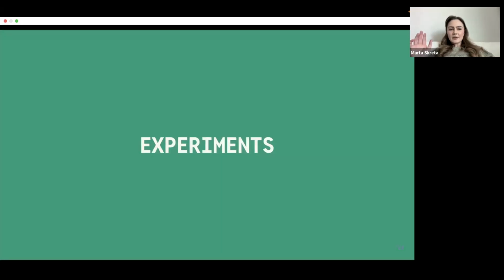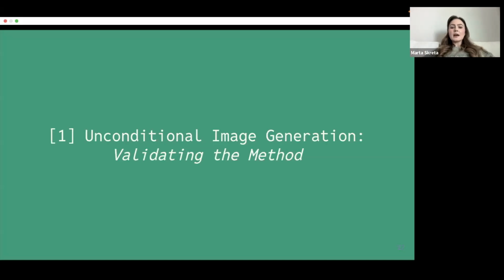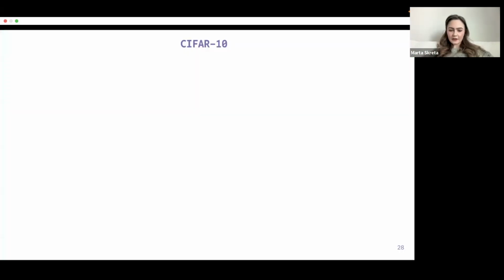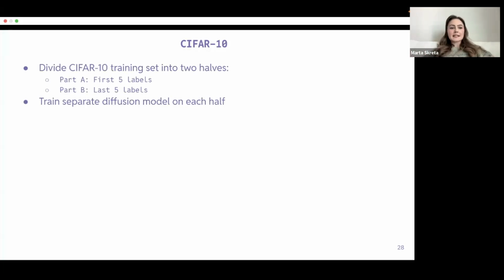Okay, so now that we know roughly what's going on, I'll explain what experiments we've done and things that we've applied this to. The first is unconditional image generation. Here we are seeing that our method is working in a way that we would hope it would, assuming all of our theories are correct. Taking a look at CIFAR10, which is an image data set, we divided CIFAR10 into two halves, where part A was the first 5 labels and part B was the last 5.